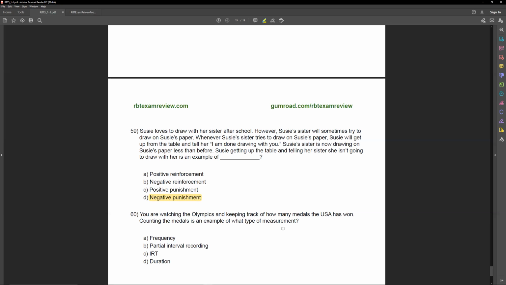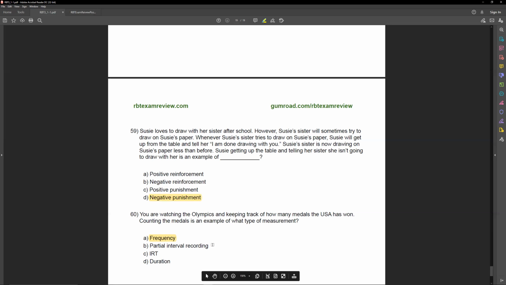60, you're watching the Olympics and keeping track of how many medals the USA has won. Counting the medals, an example of what type of measurement, okay? I ended on a very easy question today. So what are we doing? We're simply counting medals. What measurement is a count? Is it frequency, partial interval recording, IRT, or duration? Frequency is simply a count, okay? How many? Very simple, very straightforward. Hopefully 60 is the easiest question we've done today, okay?